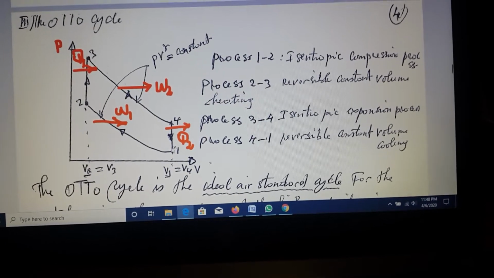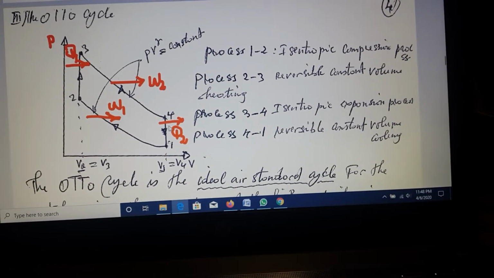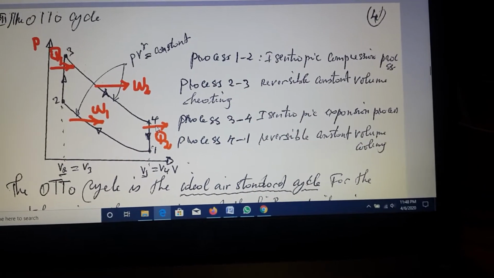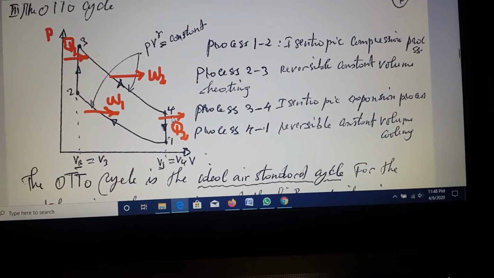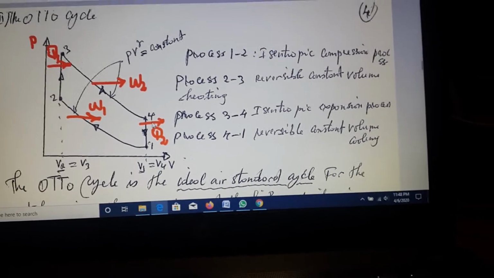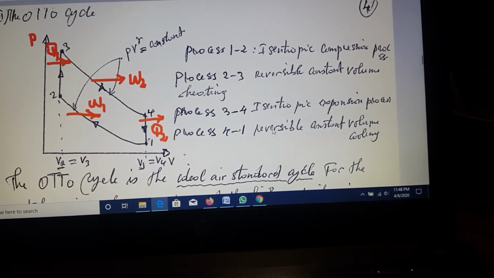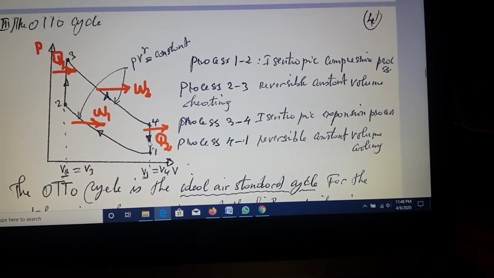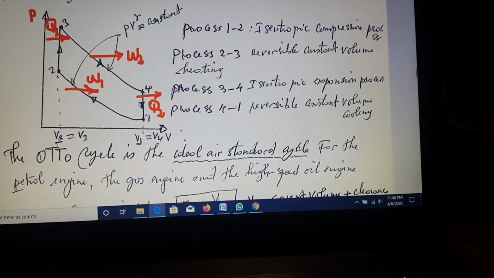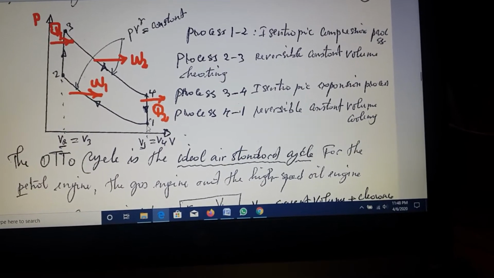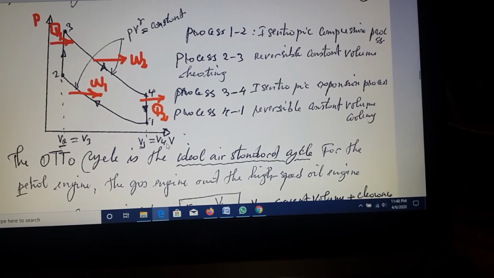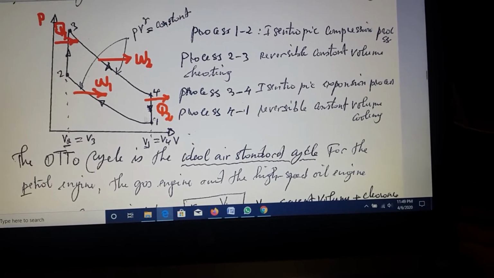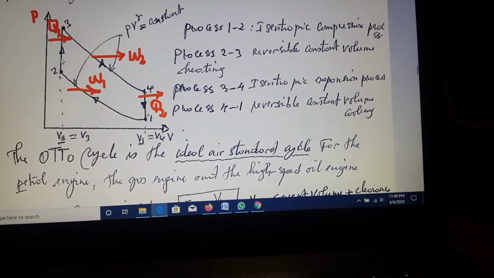And then between 4 and 1, the heat is released, so the heat is rejected from the system. That's why you call it a reversible constant volume cooling, because it's cooled down, it's no more hot at this level. So now you can see here that V1 equals V4 and V2 equals V3.